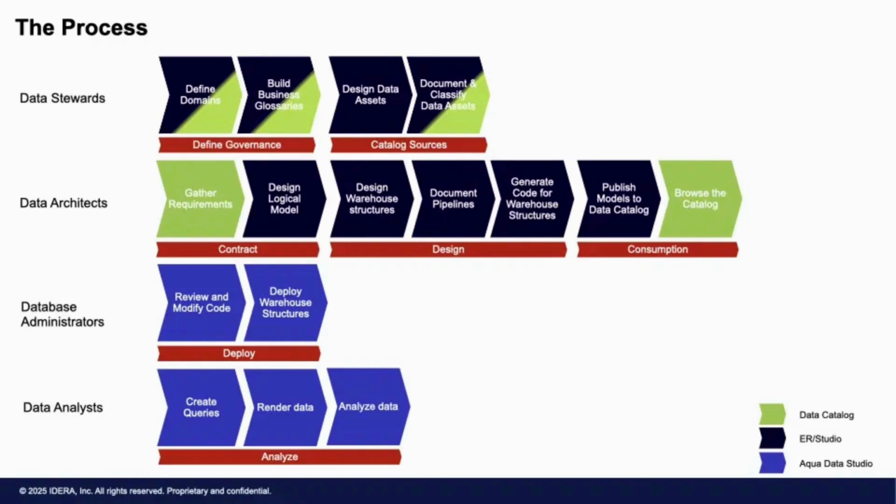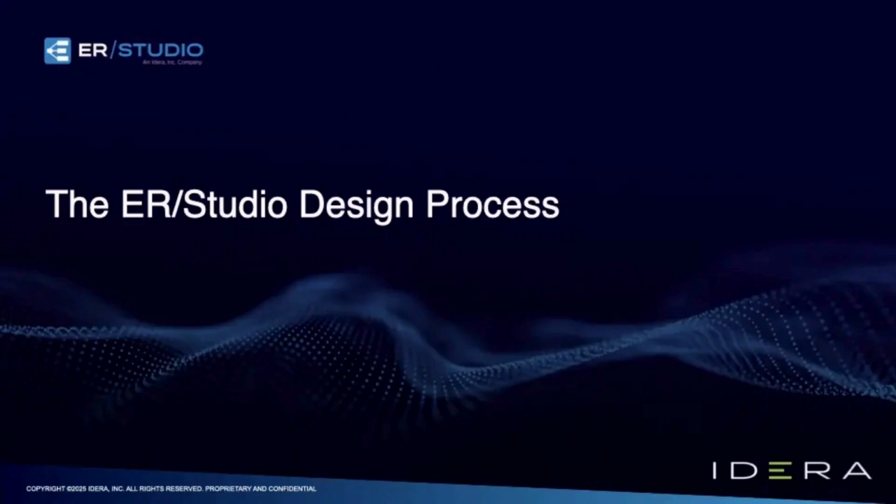The next layer, the data analysts. So again, the warehouse has now been created. We've got tables of data, star schemas, all now loaded with data. The data analysts can start to create queries. So Data Studio will help them understand what tables exist in the data warehouse and allow them to create queries. And they can then execute those queries in Aqua Data Studio and then render the data in different ways and do analyses on that data. So that's the general overarching process that we want to be able to support with the tools for these different roles. So let's go into a bit of detail around the design process in ER Studio.